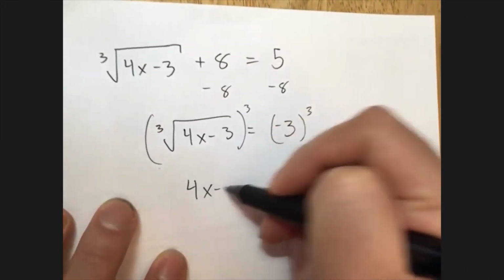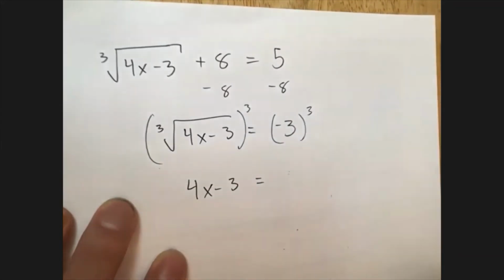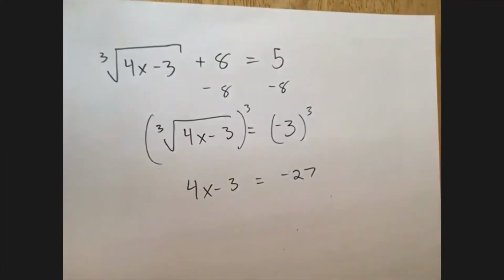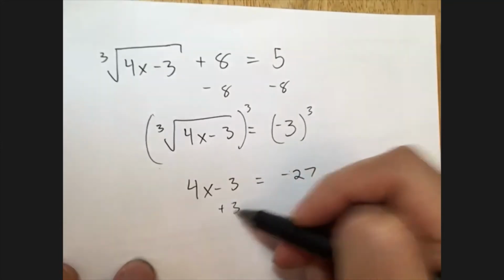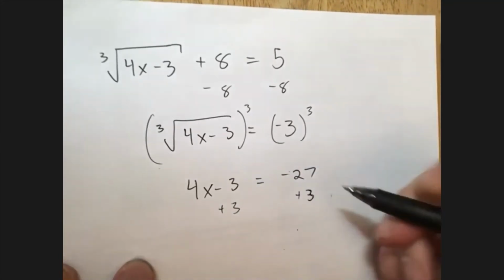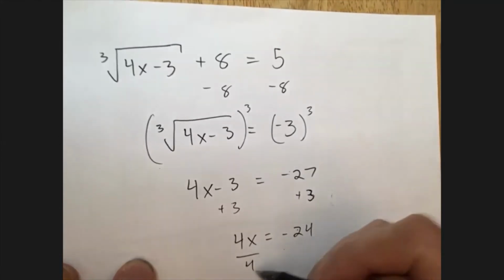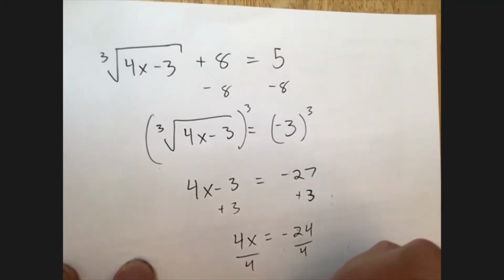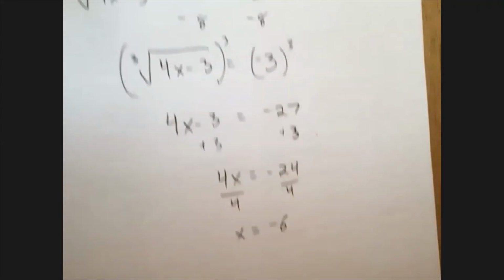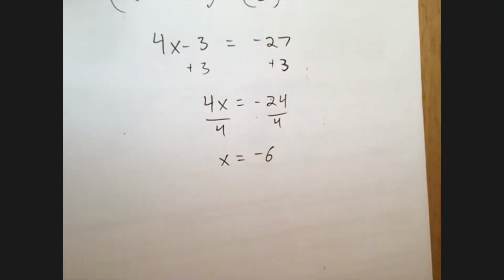So we have 4x minus 3 equals, well, let's see, -3 cubed. That's -3 times -3 times -3. So that's -27. Okay, so add 3 to both sides. Divide both sides by 4. And I'm getting x equals -6.